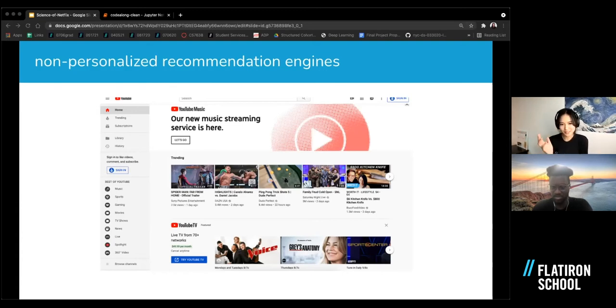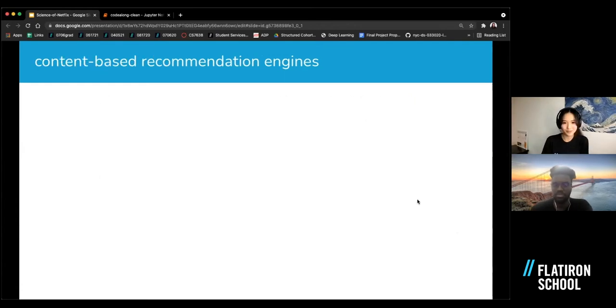So non-personalized recommendation engines, very simple. You literally just pick which one you want to recommend out of your inventory. But it's highly underrated, with a lot of use cases. All right, so let's talk about the next one, content-based recommendation engines.